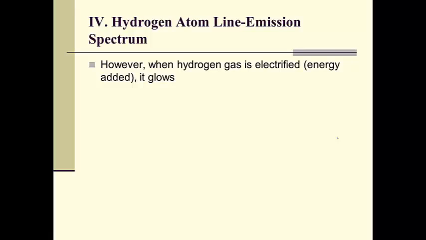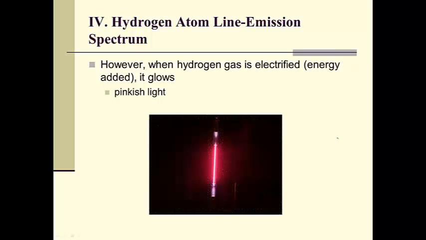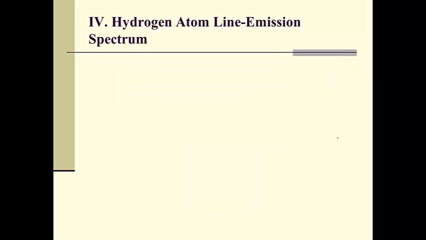Okay. However, when you take hydrogen gas, put it in a tube, and electrify it, and you'll see what this looks like when you do the activity in this chapter, it glows. But it doesn't give off a white light. It gives off a pinkish color light. And it looks kind of that color. So what's that telling you?